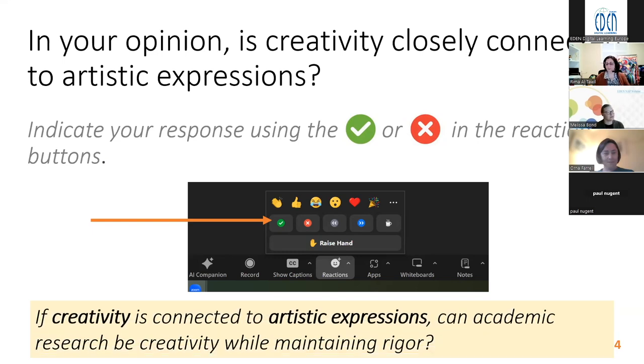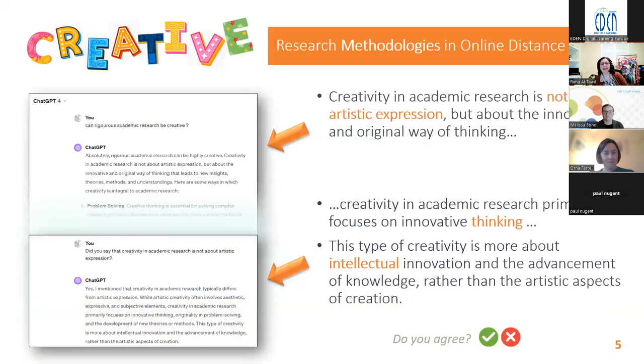So this begs another question. If creativity is connected to artistic expressions, can academic research be creative while maintaining rigor? Let's see. Yes, some people are saying yes. I was very curious about this question to the point that I went to ChatGPT yesterday and I put this exact same question. I wanted to see what's the prevalent notion about this topic, since ChatGPT and all AI brings information from all over the internet. So I asked ChatGPT: can rigorous academic research be creative? And funny enough, it gave me this answer. Creativity in academic research is not about artistic expression. I didn't say anything about art, but ChatGPT mentioned it immediately.